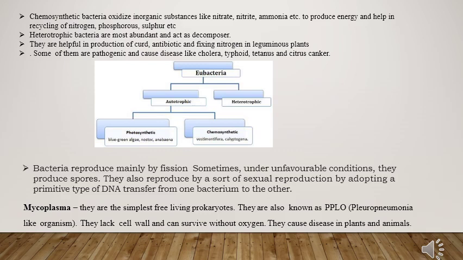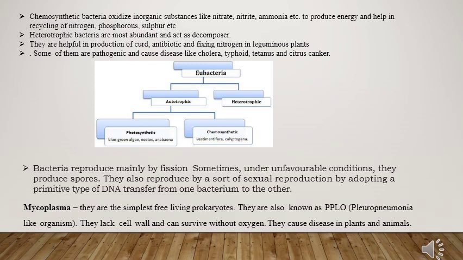Then the other type of bacteria are heterotrophic bacteria. These bacteria act as decomposers. For example, the eubacteria help in the formation of curd. So the Lactobacillus bacteria is a form of eubacteria. Some bacteria help in the formation of antibiotics, and I have told you earlier that some help in nitrogen fixation in leguminous plants, for example, Nostoc or Anabaena.